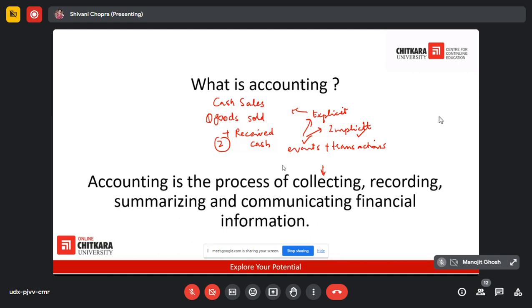Right now, we need to understand that accounting is a process of collecting. When I think about collecting, I'm talking about financial information. That financial information can result because of two things. One is either business events or business transactions. Now, when we talk about events, we can have two types of events. One is having an explicit implication, and another one is implicit. Now, once an event or a transaction has happened, the business needs to record that. The business needs to collect the information, and after the collection of information, it needs to record.